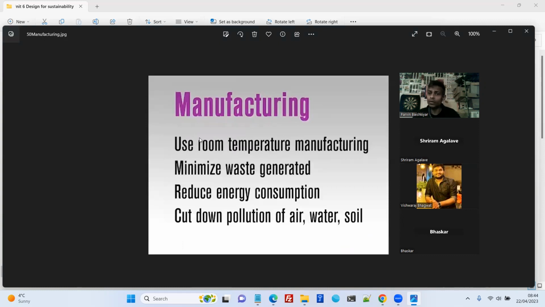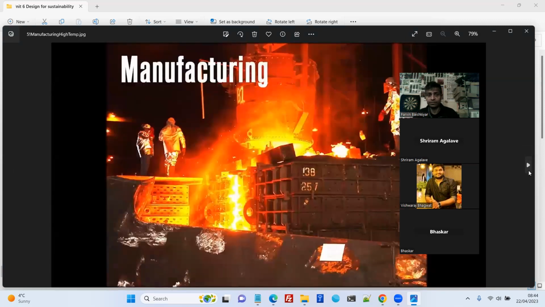Manufacturing. Use room temperature manufacturing instead of high temperature. Things have been manufactured at, say, 10,000 degrees or 5,000 or 500. It's more waste. Minimize waste generation. Reduce energy consumption. Cut down pollution. While manufacturing, this is the thing you have to keep in mind. You don't want to use something like this. It's so hazardous, with such high temperature and so much wastage, the way we currently manufacture any stuff.